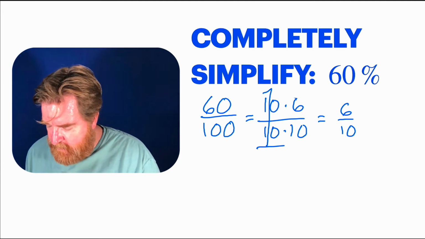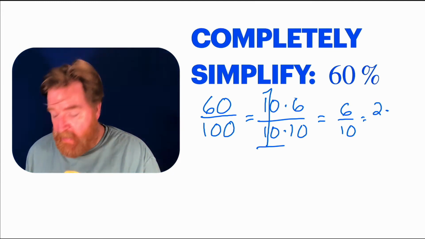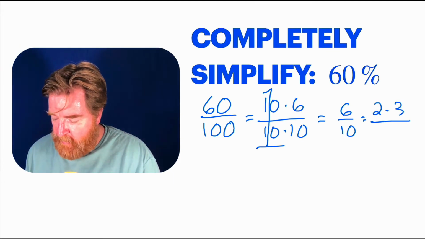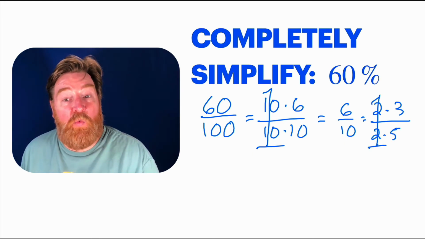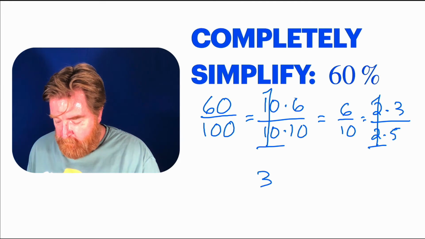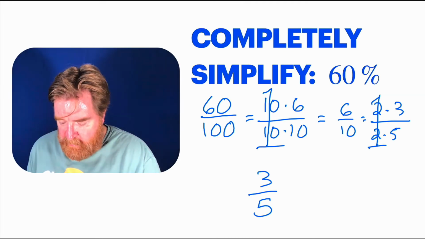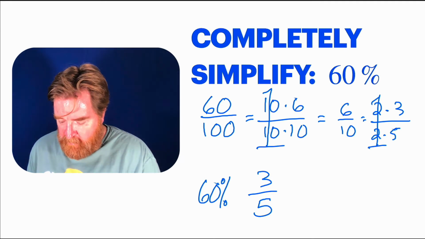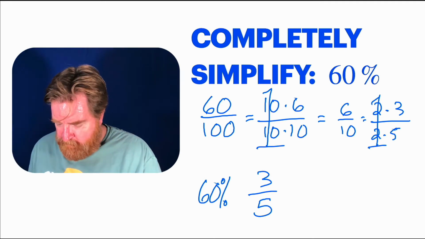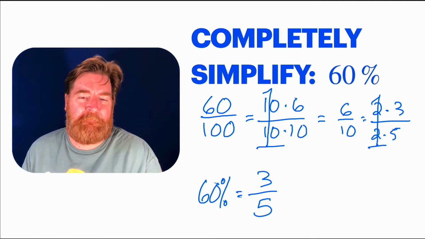So 6/10, I'm going to write that 6 as 2 times 3, and the 10 is 2 times 5. There's my 1, and 1 times 3/5 is just 3/5. So in other words, 60% in its simplest form is 3/5.